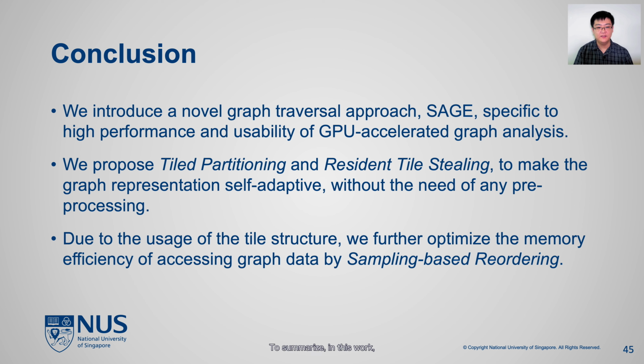To summarize, in this work, we introduce a novel graph traversal approach, Sage, aimed at high performance and usability of GPU-accelerated graph processing. We propose tiled partitioning and resident tile stealing to make the graph representation self-adaptive to the hardware and the graph data without the need for any preprocessing. Due to the use of the tile structure, we further optimize the memory efficiency of accessing graph data by sampling-based reordering.